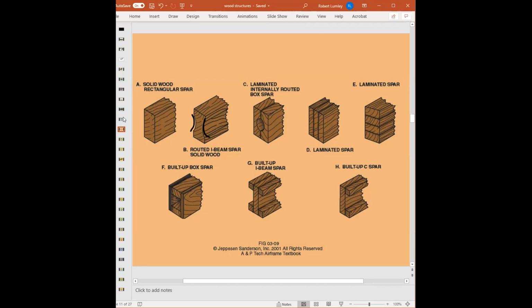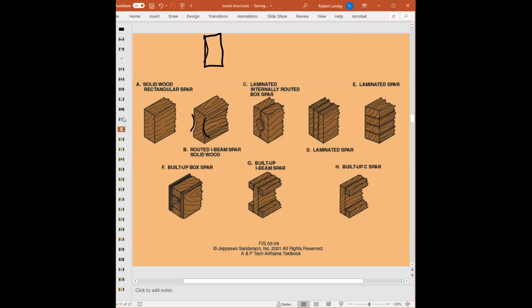Now, C is kind of interesting for the fact that it's a laminated, internally routed box spar. Now, what did they do? They took a solid rectangular spar.